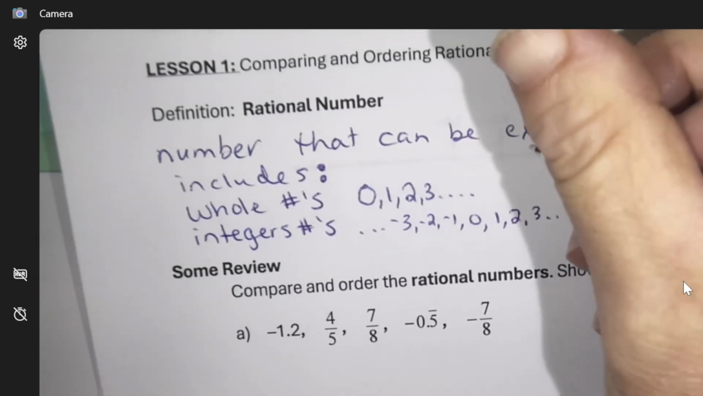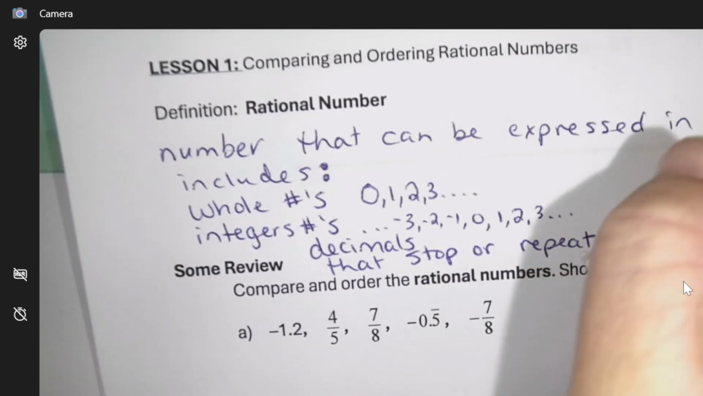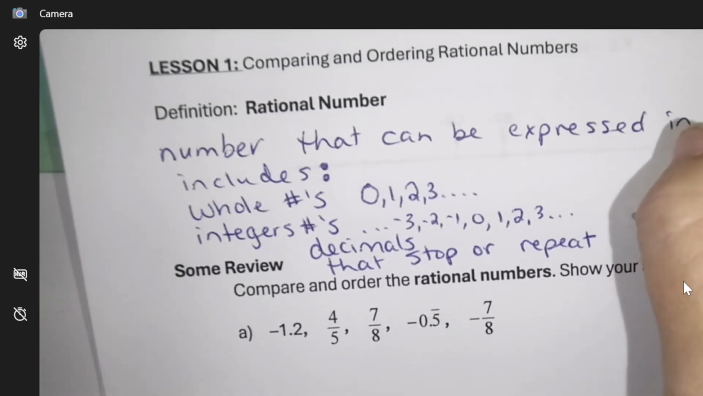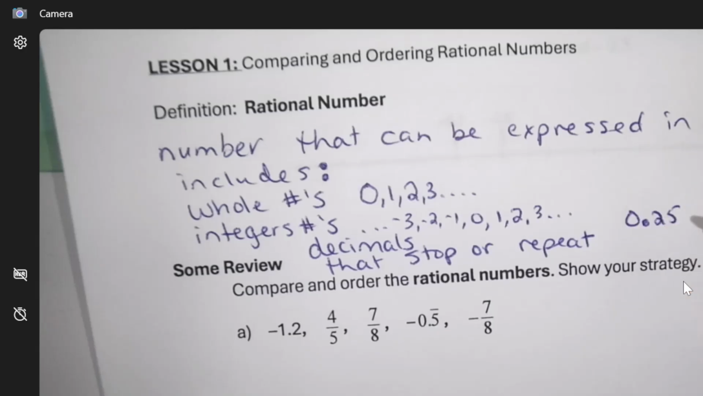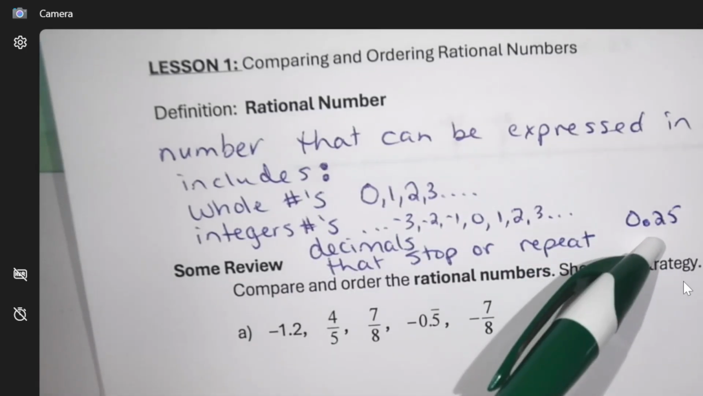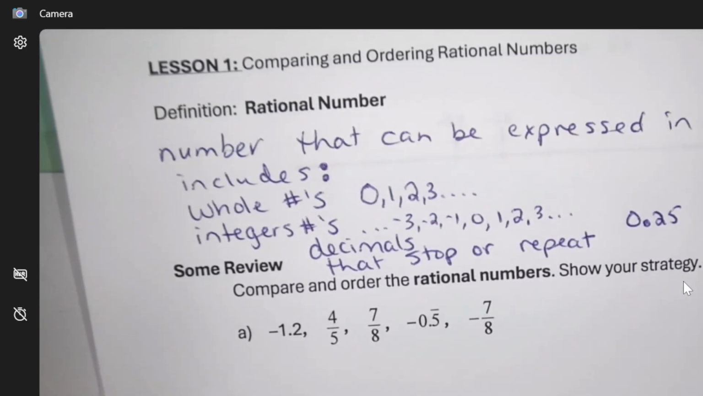It includes decimals that stop or repeat. Decimals that stop or repeat. So, for instance, 0.25 is a rational number because if it stops, I can always put it as a fraction. Because what would this be? 25 over 100. Yep. So that's a fraction, right?